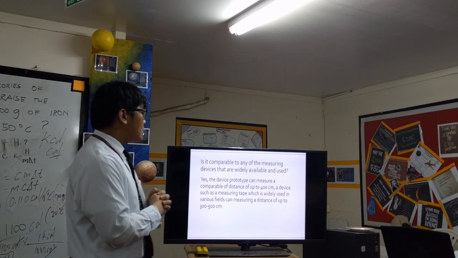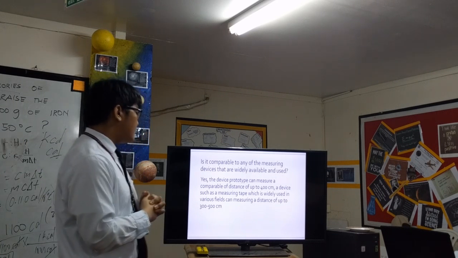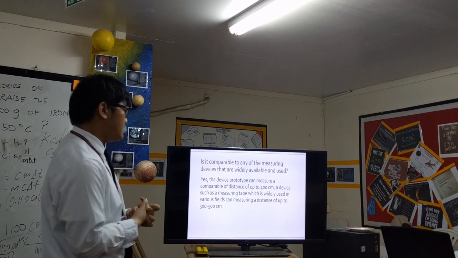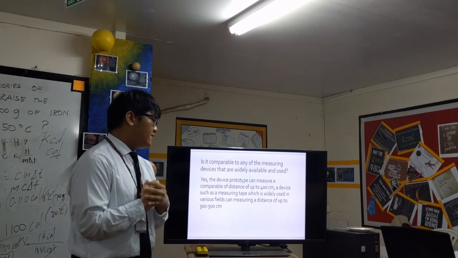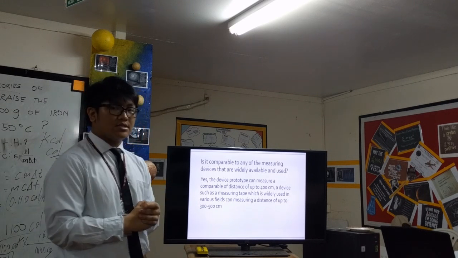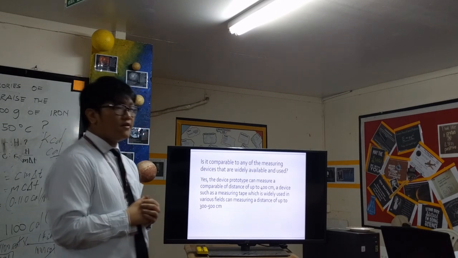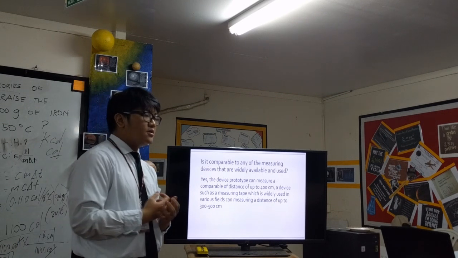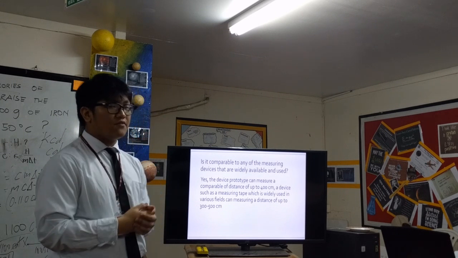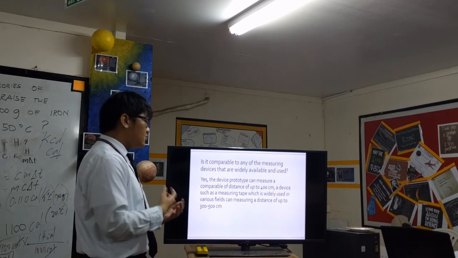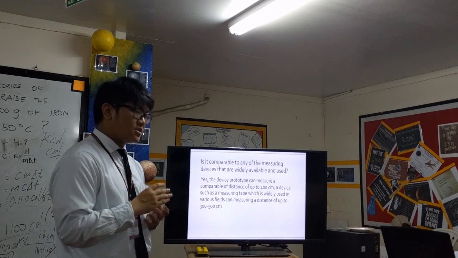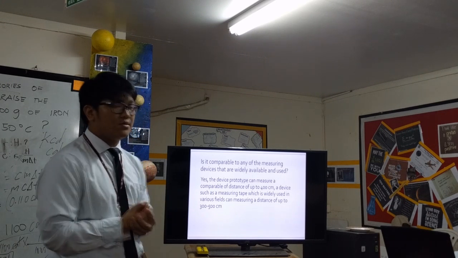Third question, is it comparable to any of the measuring devices that are widely available in use? Yes. The device prototype can measure a comparable distance of up to 400 centimeters. Devices that are widely available today, such as measuring tape, can have a range of up to 300 to 500, and ours can go 400. So it is comparable to the devices that are available today.